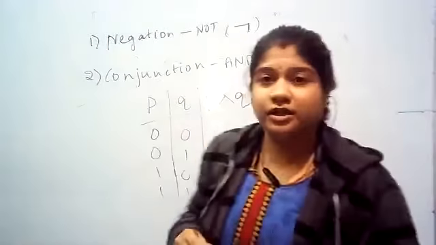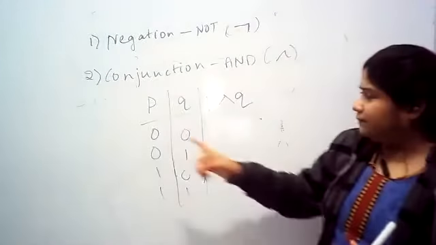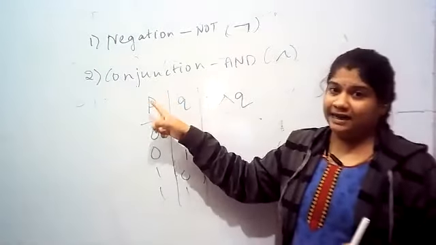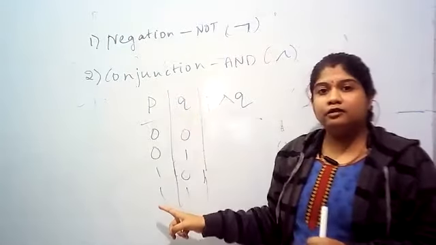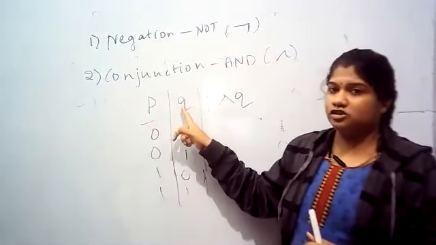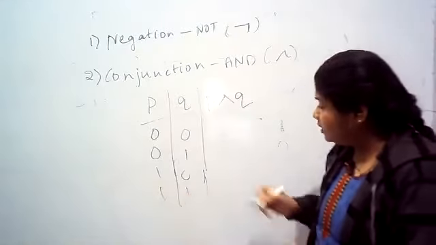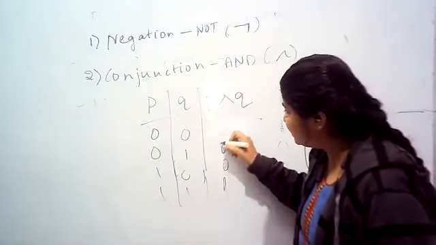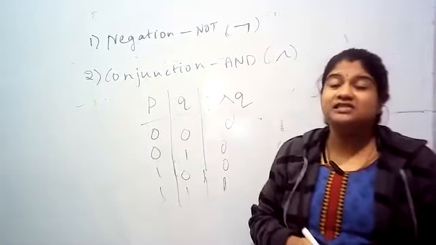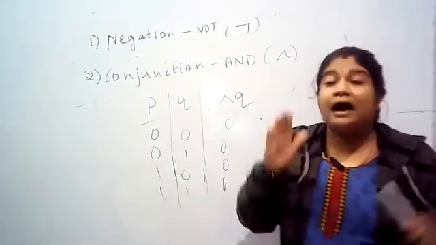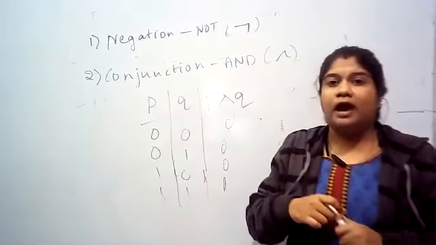What does the AND operation tell? When both values, it can be variable A and variable B, or we can take proposition P and proposition Q, are 1 and 1, then only the result will be 1, whereas for other cases it will be 0. This is the basic conjunction and AND operation. It works similar to the AND operation.